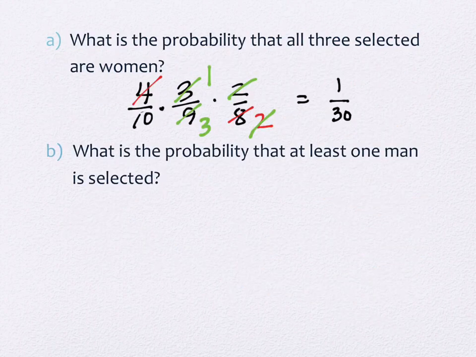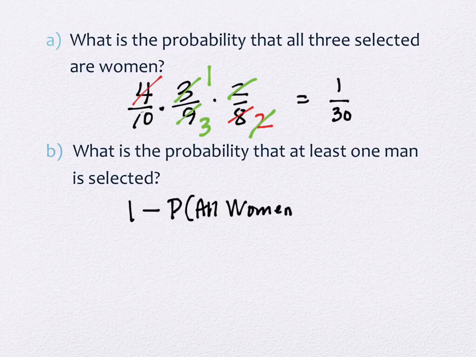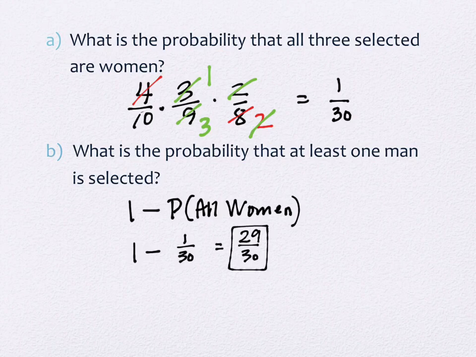So this is the probability of 1 minus selecting all women, because it's all of the other tree branches. So if you wanted to, yes, you could multiply along every single tree branch. That's 7 times of multiplication, and then you could add them all up. That's possible. Won't hurt anything, but it's a lot of work. It's a lot easier to just simply take 1 minus the 1 over 30 that we got from part A, and what will we end up with? 29 over 30. It is very likely that at least one man will be selected to go on the trip.